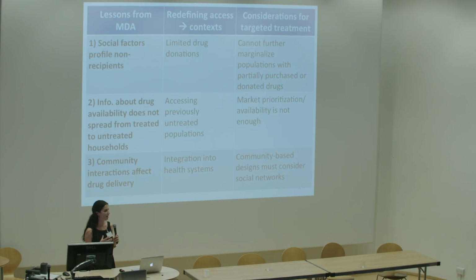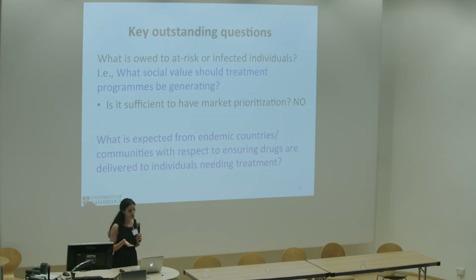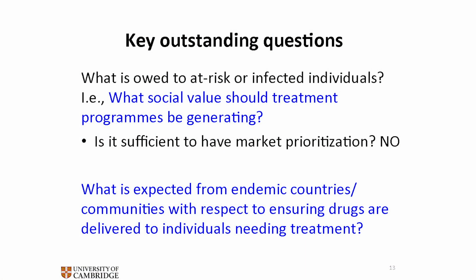And then finally, if we're going to have the drugs available in local health systems, which I think should be the long-term vision, ultimately we integrate into local country health systems, then we need to incorporate how community interactions are affecting the access to care. And I want to leave you with two questions that I often ask myself when we're working with these programs: what do we owe to the populations that we're trying to treat to benefit? And what should we expect from the local countries and the local communities ensuring that the drugs are delivered?